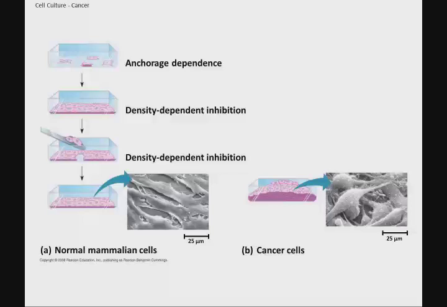When these things go wrong, they continue to grow. And this ultimately results in uncontrolled cell growth. This is cancer, which we'll talk about a little bit further in the future.